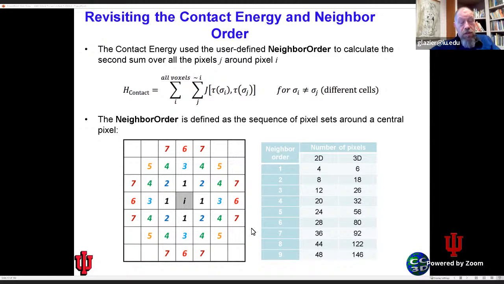CompuCell has the ability to go to arbitrary neighborhood. If you tell it to go to 27th neighbor, it will. Slow things down a lot. The number of neighbors of each order is in this list. The scaling is not obvious. And it's different in 2D and 3D.